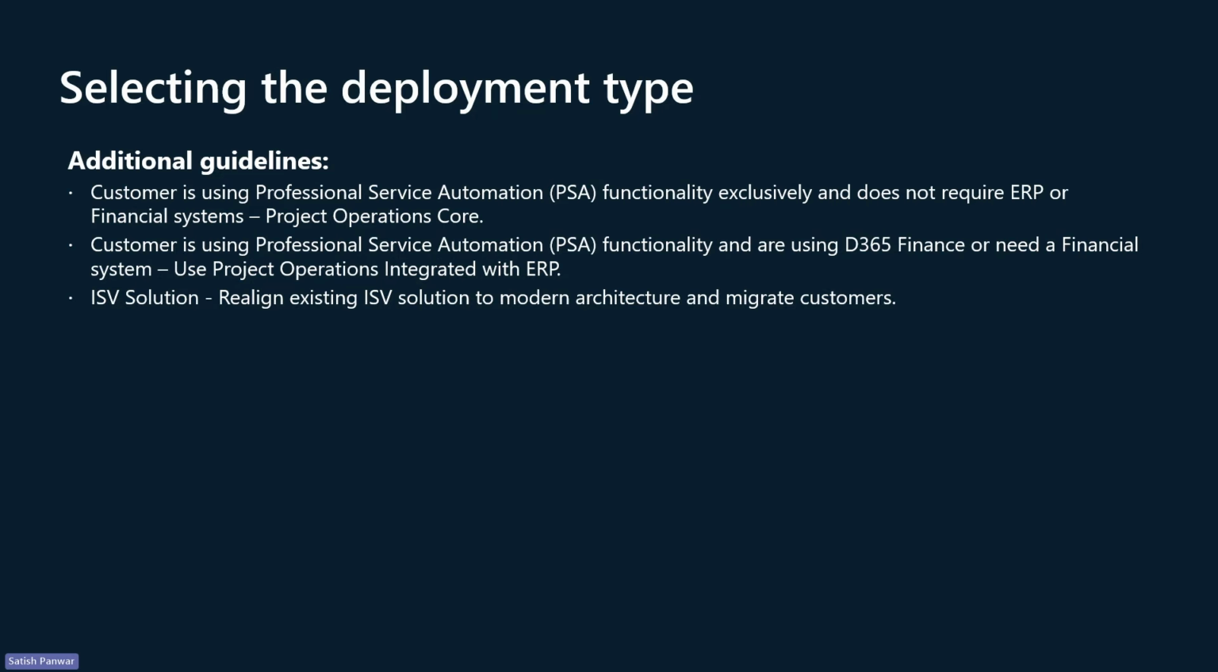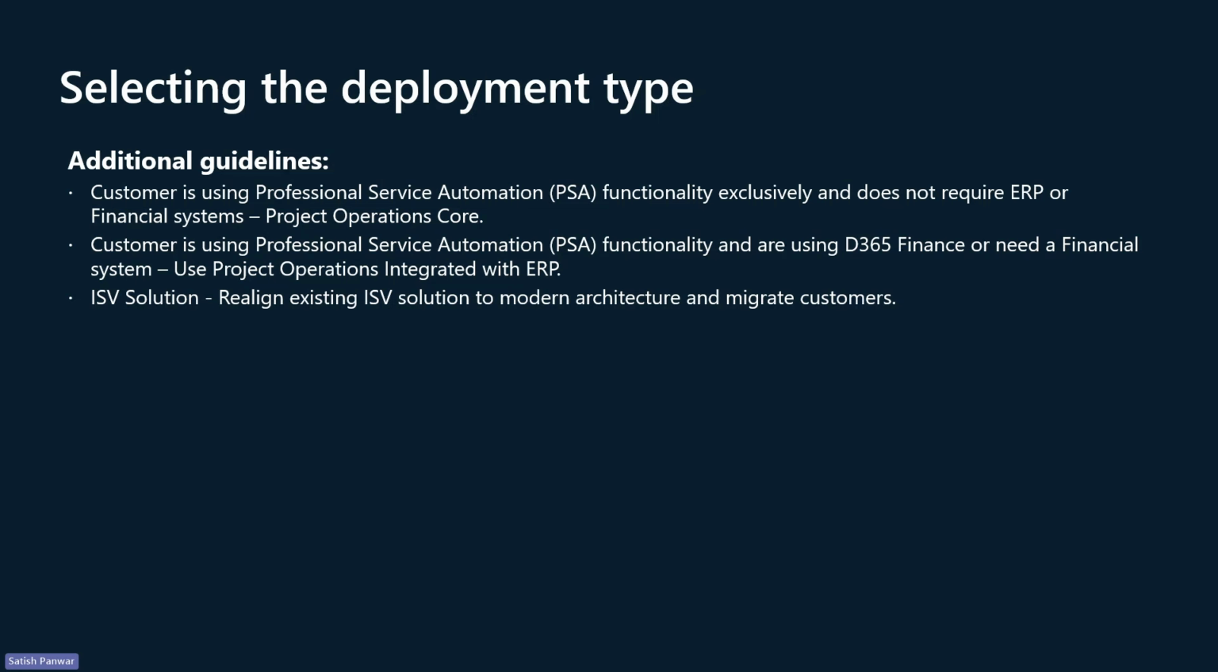Let's review some additional guidelines. If a customer is using professional service automation or PSA functionality exclusively and does not require ERP or finance systems, Project Operations Core is the recommended deployment type. If a customer is using PSA functionality and is using D365 Finance or needs a financial system, Project Operations integrated with ERP deployment type is recommended.